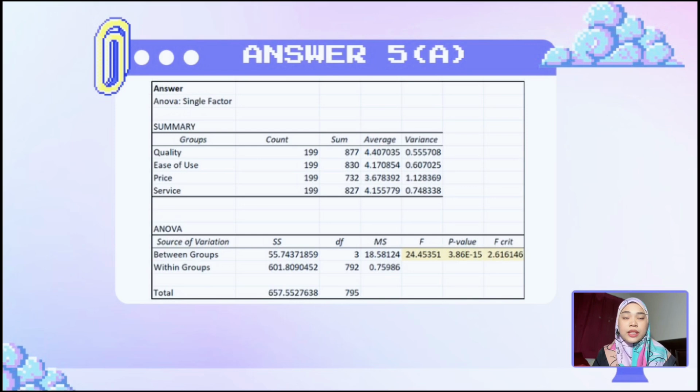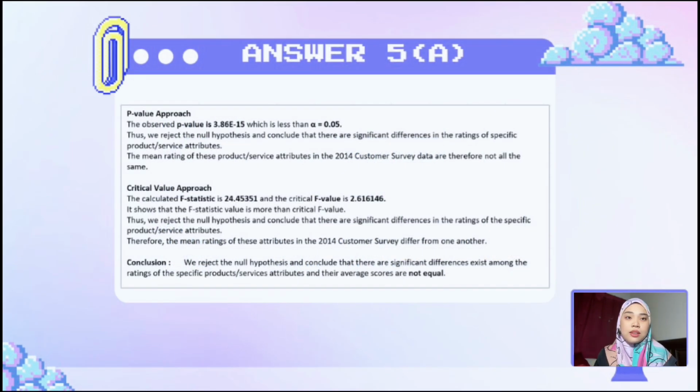I have been using data analysis with the tool ANOVA single factor. As you can see in the slide, this is the answer, and the result that we get is the observed p-value is 3.x6 e negative 15, which is less than alpha equal to 0.05. Thus, we reject the null hypothesis and conclude that there are significant differences in the ratings of specific product or service attributes. The mean ratings of these attributes in the 2014 customer survey data are therefore not all the same.